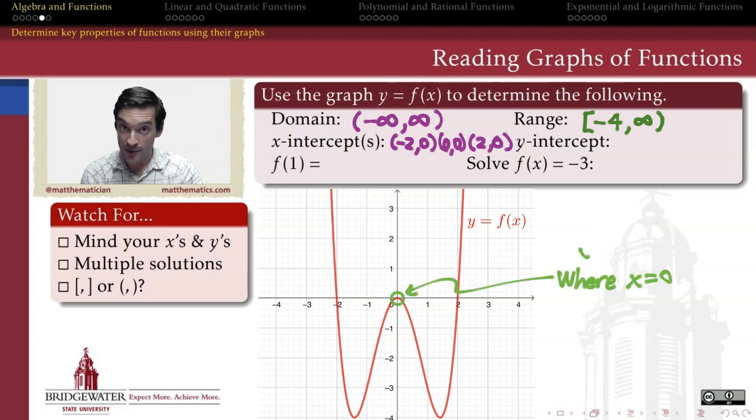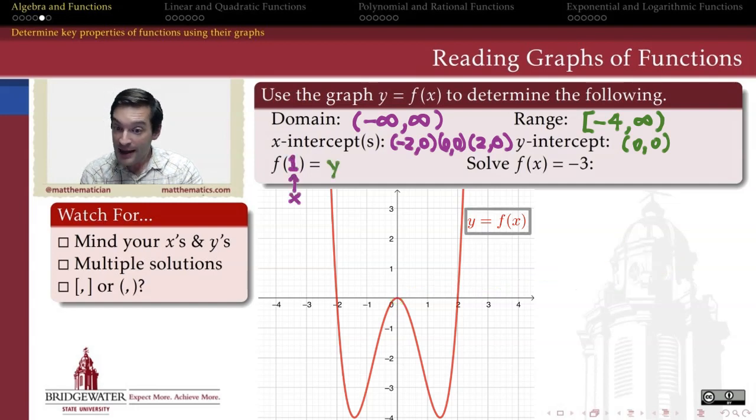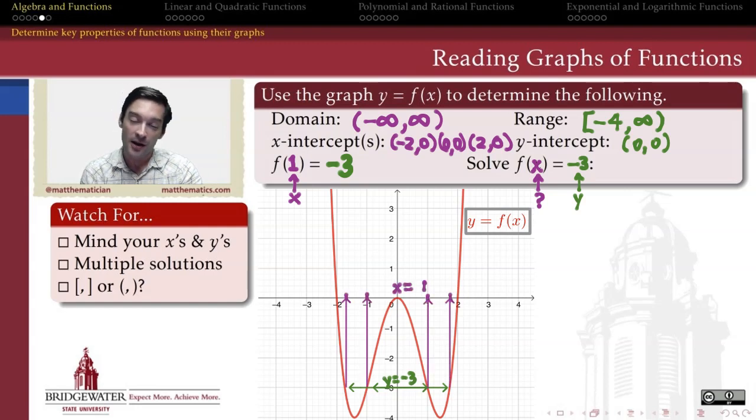Conversely, the y-intercept of a graph is the point on the graph where the value of x is equal to 0. Given any x value, we can find the value of f of x by reading off the y-coordinate of that graph's corresponding point. And going the other direction, given a value of f of x, in other words, a y value, we can solve for x by reading off the x-coordinate of the graph's corresponding points. And in these cases, there can in fact be more than one.